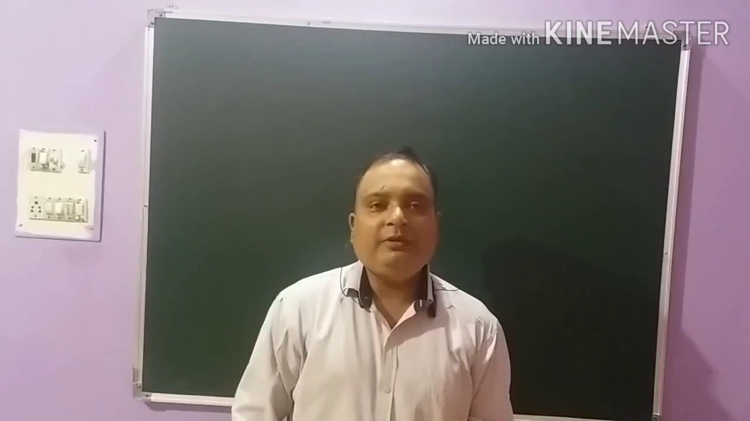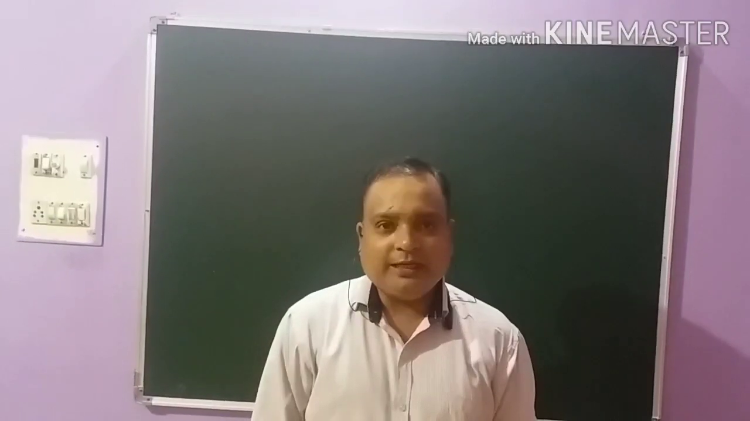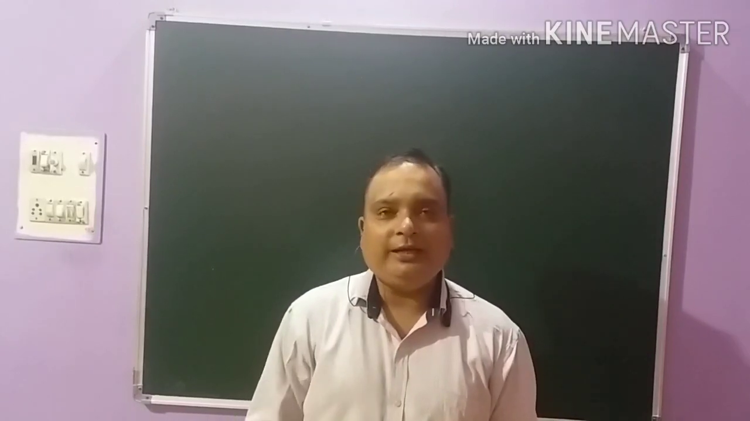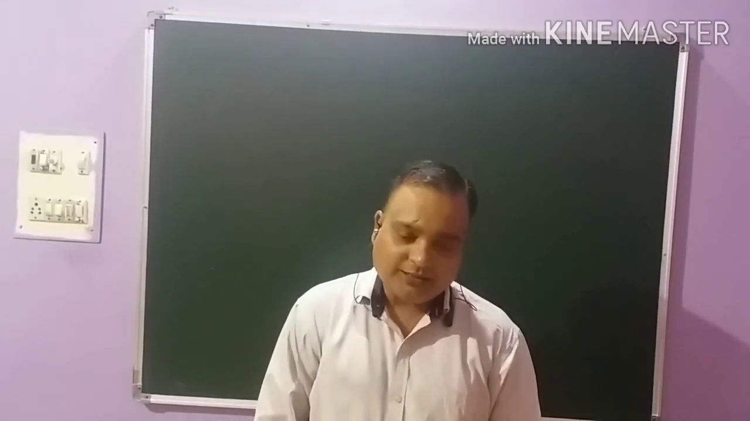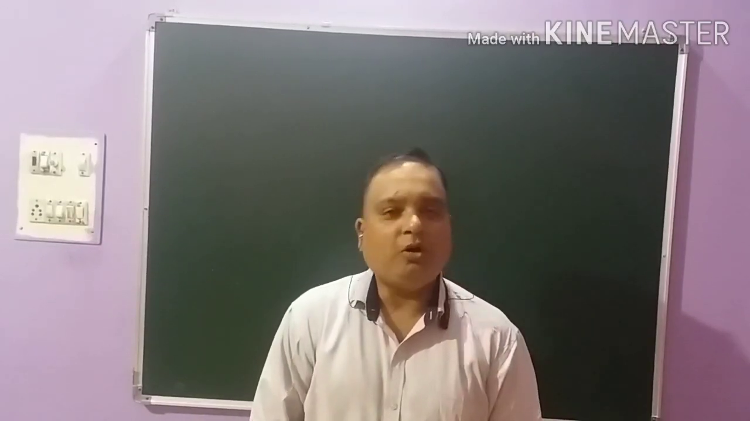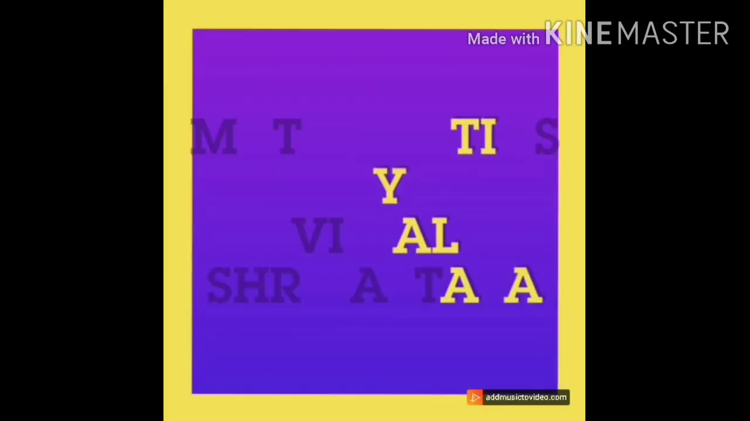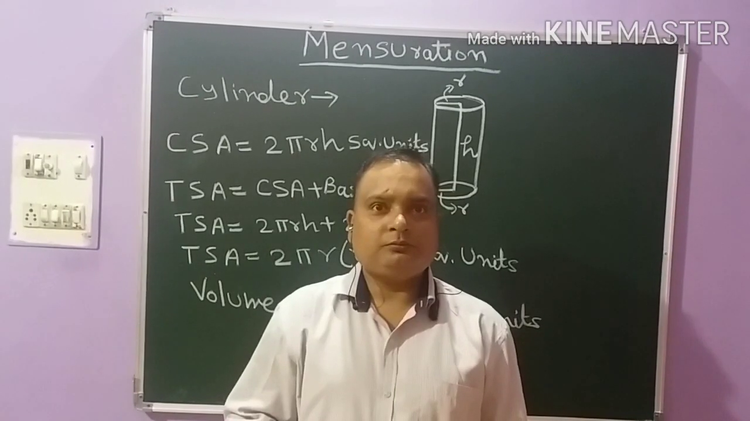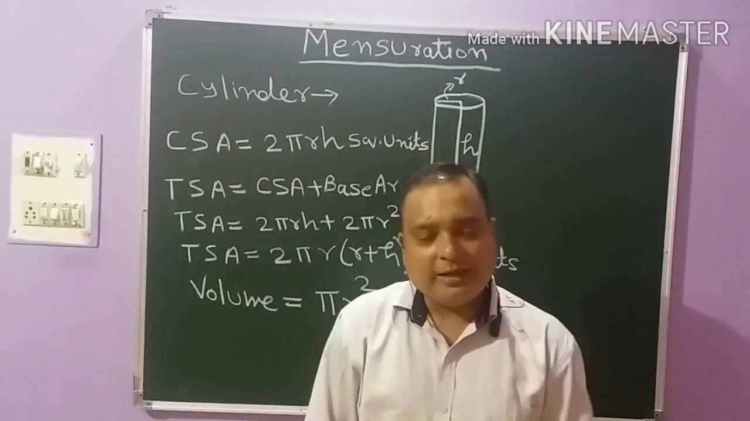So in this chapter we will study three-dimensional objects like cube, cuboid, cylinder, cone, sphere. And in this chapter we will learn how to find the curved surface area, total surface area and volume of three-dimensional objects, either it is cylinder, cone, sphere, cube or cuboid. So now we start the chapter mensuration.